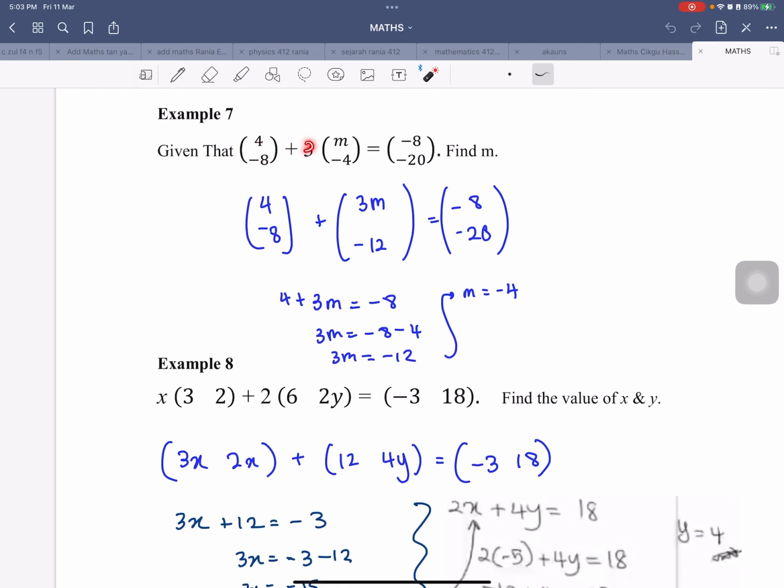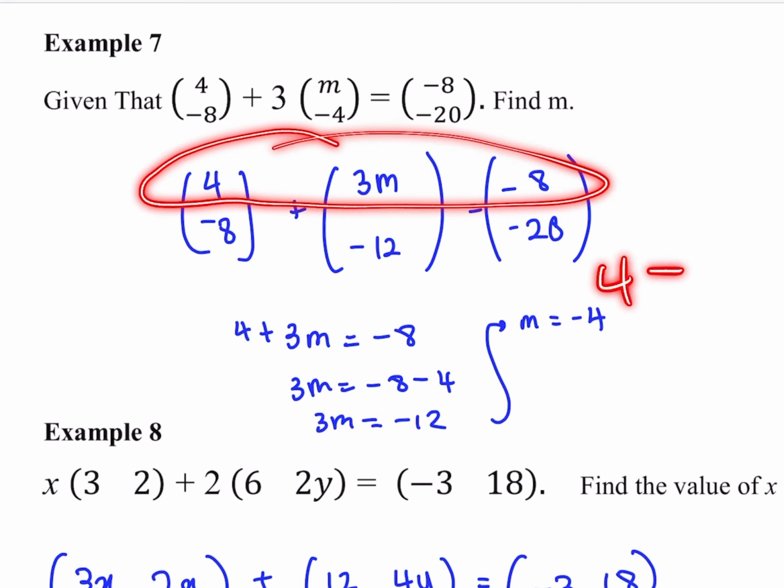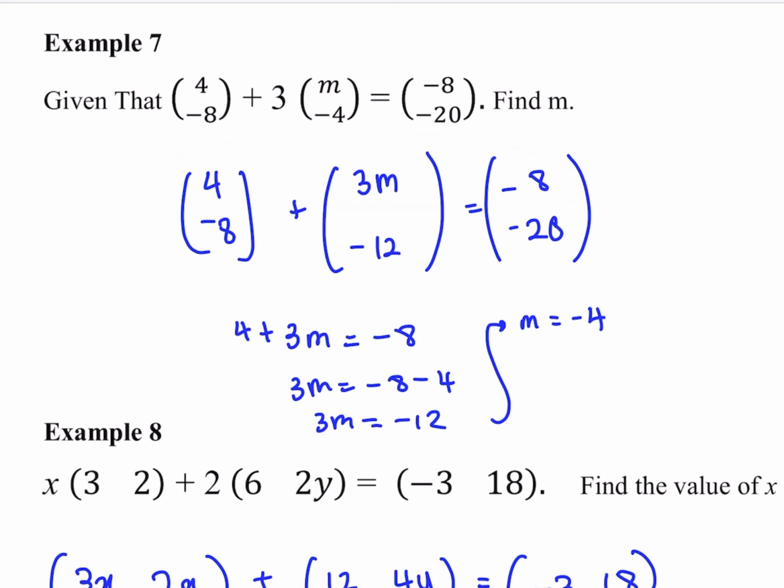Okay, given that this is for -8. This one you have to multiply. So 3 times here is equals to 3m. Here times here -12. Find the value of m. Okay, where is m? Just take it from above. 4 plus 3m equals to -8. Just solve it by yourself. You'll be able to get the answer.